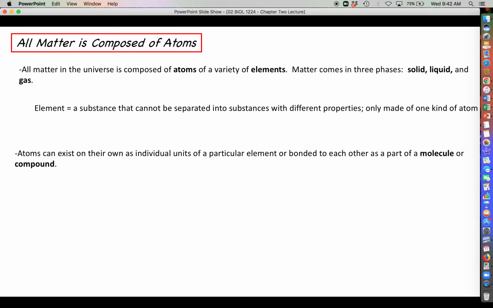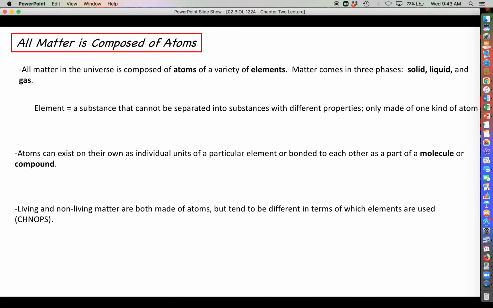So atoms can exist on their own as individual units of a particular element, like the carbon that you find in coal, or more commonly, you can find atoms as part of a larger molecule or compound, and in those you will find those atoms molecularly bonded to each other. And we will discuss later on in this chapter different types of chemical bonds.